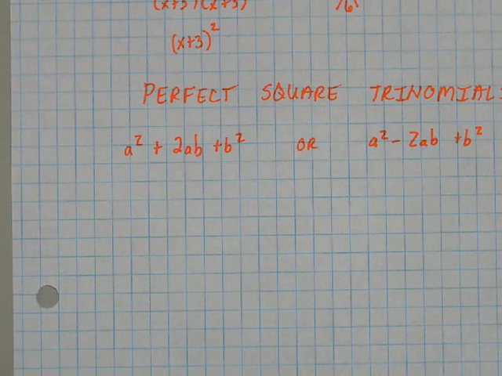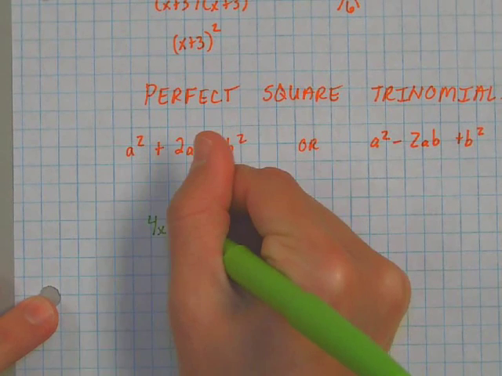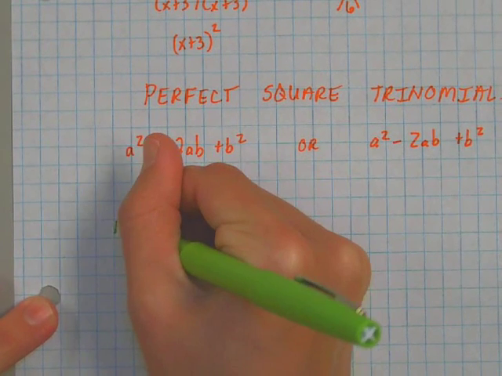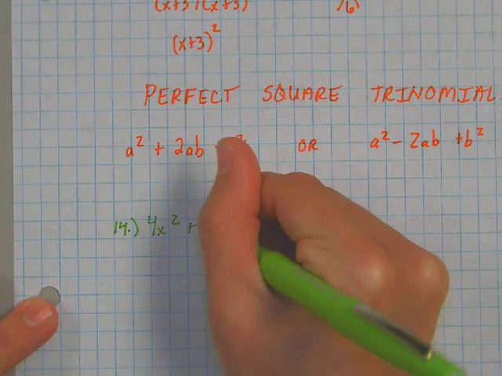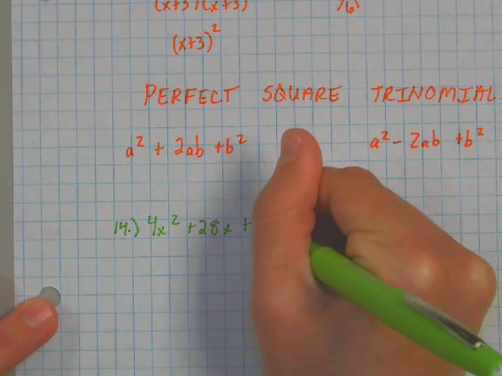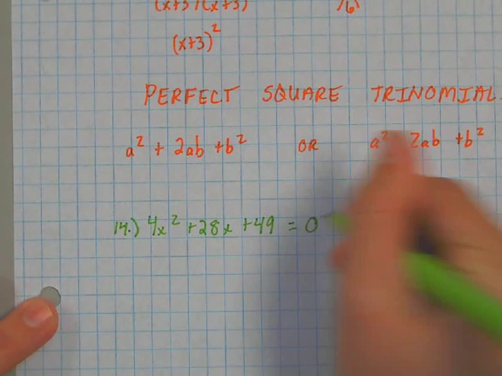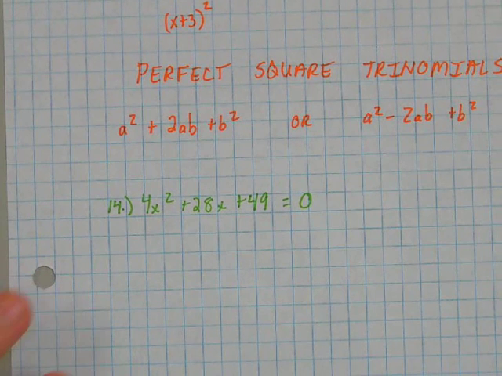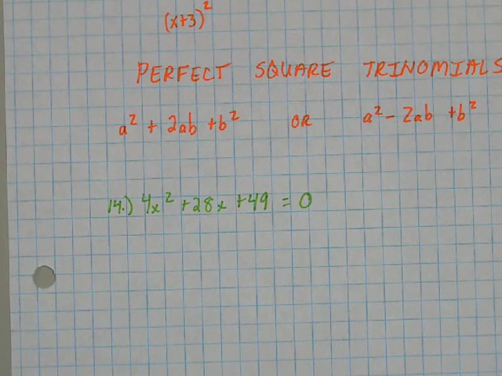So I'm looking at 4x squared plus 28x plus 49. I'm going to go ahead and set that equal to 0 because we're going to solve this. That would be a very large x. If I'm going to use my big X, I've got to multiply 4 times 49. I've got to figure out what multiplies or adds to give me 28. Lots of things going on here.